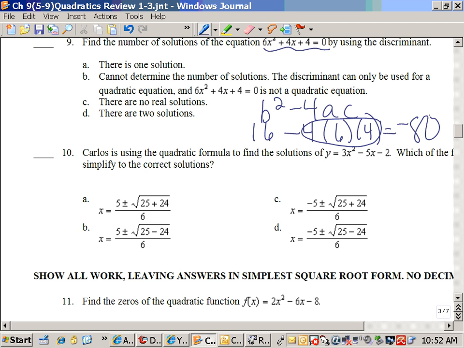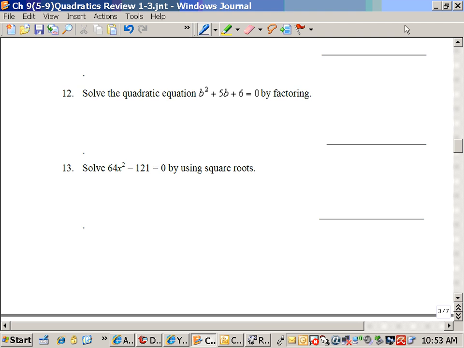How many solutions do you get if the discriminant is negative? 0. You get no real solutions. How many solutions would I get if it was a positive? 2. How do I get no solutions? Negative. How do I get one solution? 0. On 10, the answer was A. I don't feel like I need to go over that. That was pretty easy. And number 11, you could pick the method.